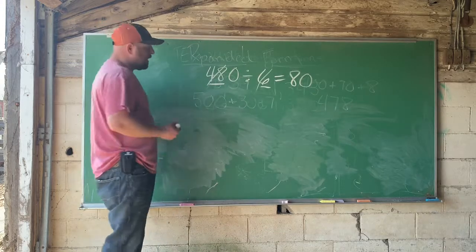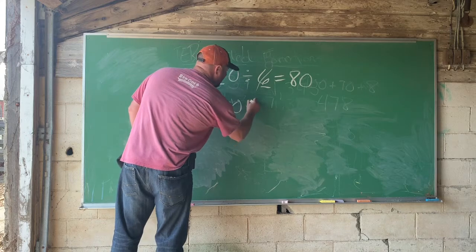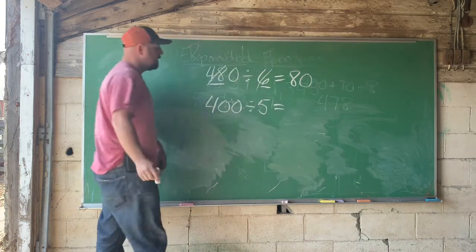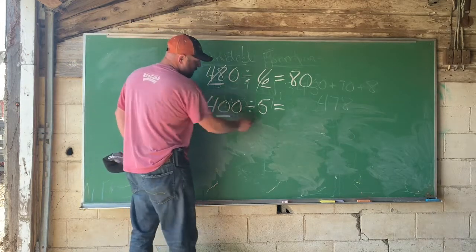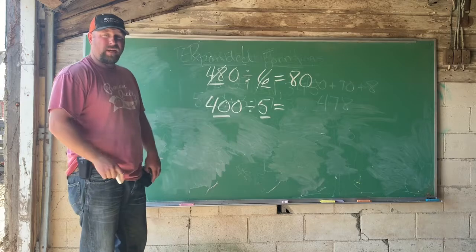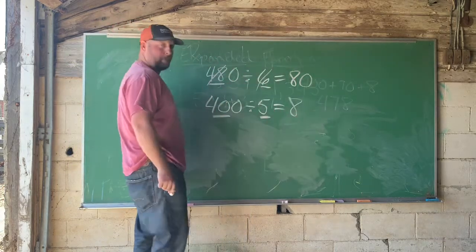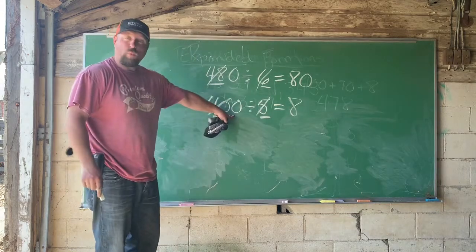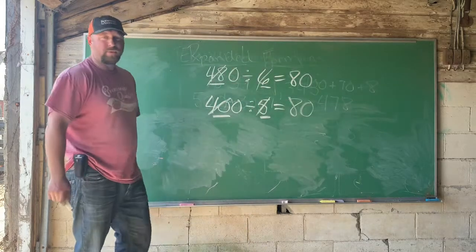The one that you guys were having troubles with last week was 400 divided by 5. Now when I look at 400 divided by 5, I look at 40 divided by 5 first. And I know that 40 divided by 5 is 8. Now I've already dealt with 40 and I've dealt with 5. What do I have left? I have 1 0. So I'm going to put that 0 right at the end. So it actually also equals 80.